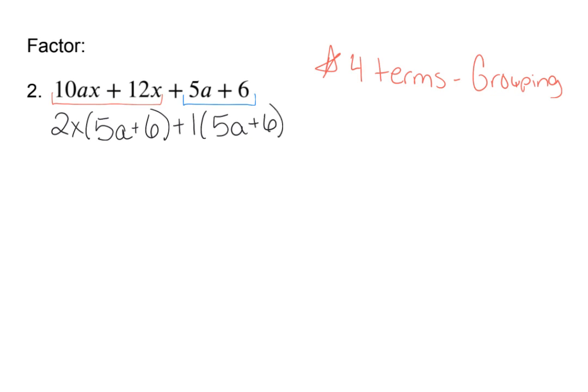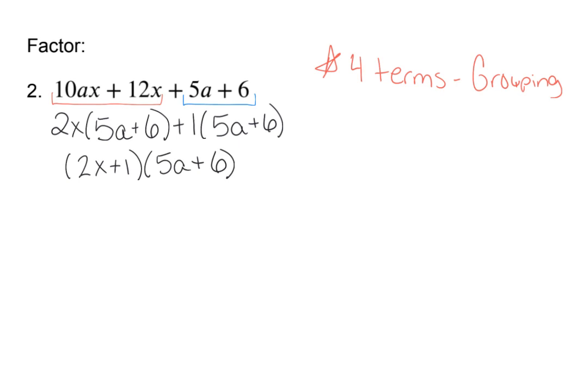Now, the goal of factor by grouping is to have this binomial sitting in here and this binomial sitting in here to match, which we have done. When that happens, you can rewrite this as your GCFs in one set and the binomial 5a plus 6, the matchy guys, in the other set.